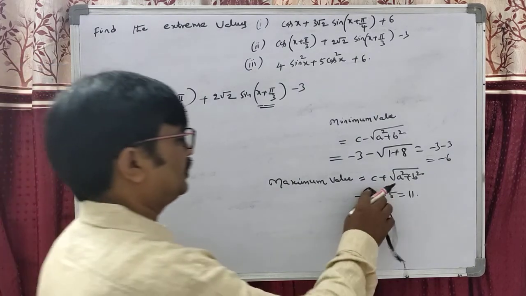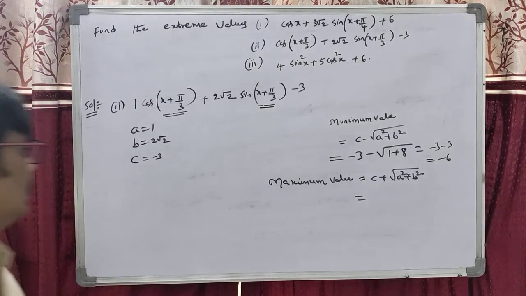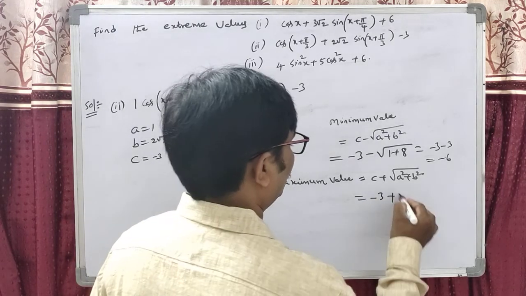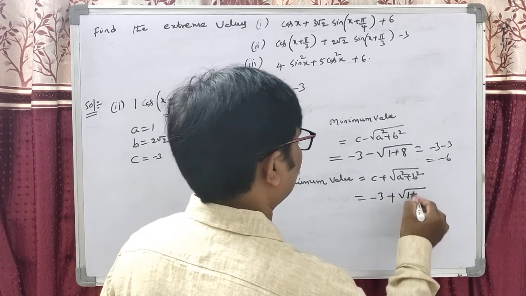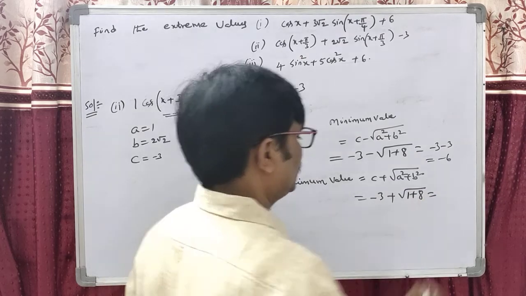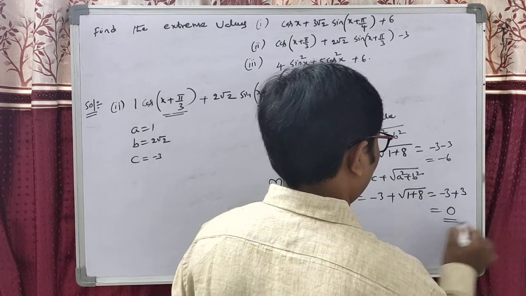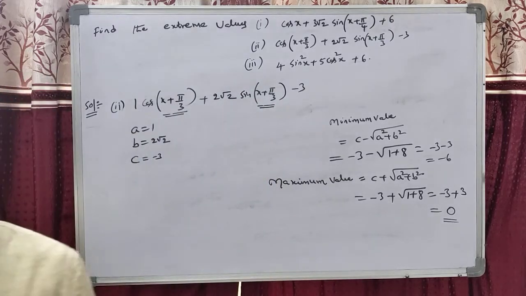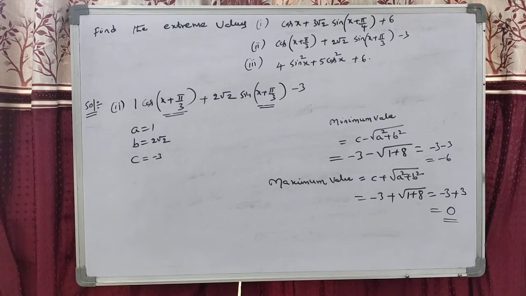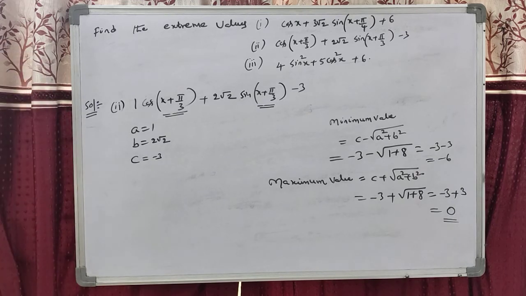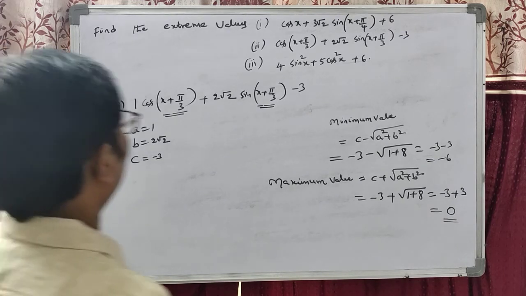After that students, the maximum value is c plus root of a square plus b square, that is minus 3 plus root of 1 plus 8. This is minus 3 plus 3. It will be 0. Minus 3 plus 3, undoubtedly it will be 0. Okay students.